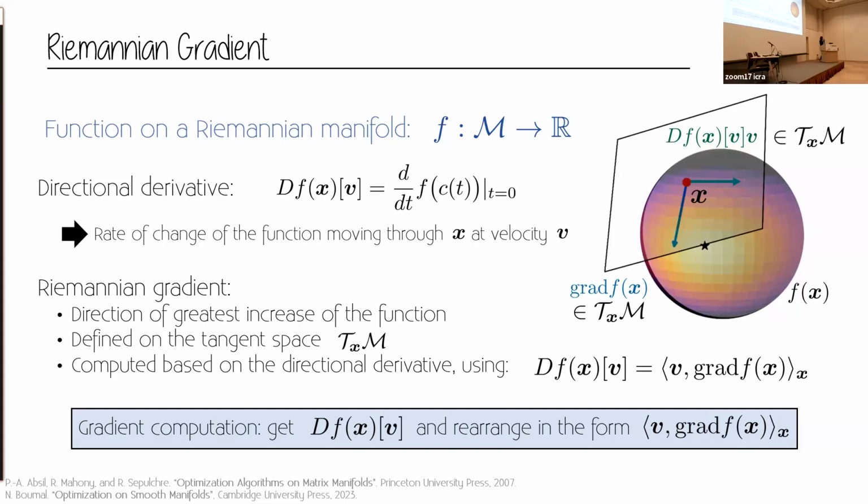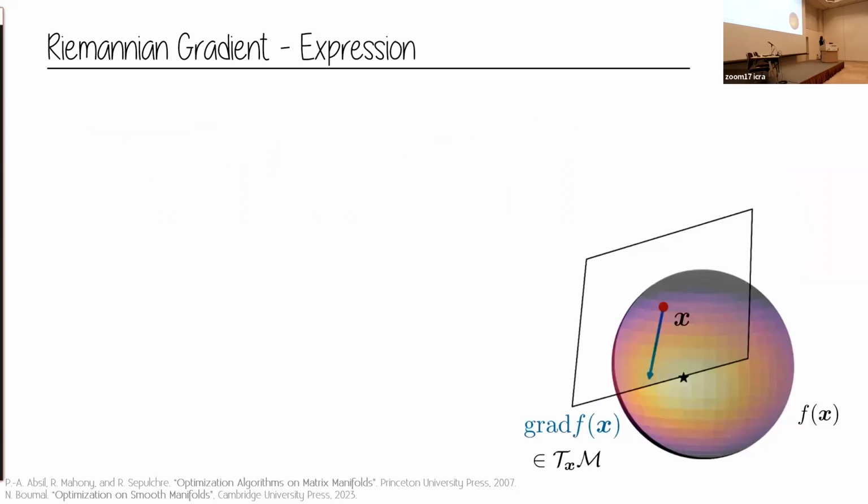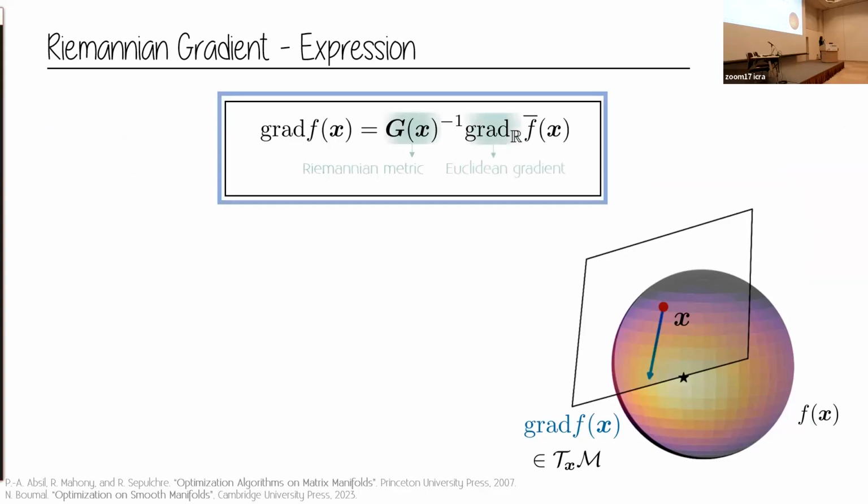Now let's say you have a coordinate expression for your manifold. In that case you have a formula that is a little bit easier for your Riemannian gradient, which is the following. You compute the Euclidean gradient of your function, or of a smooth extension of your function, that is, an extension where on the manifold the function is the same and then it extends smoothly. Then you multiply the Euclidean gradient by the inverse of the Riemannian metric, and you obtain your Riemannian gradient.